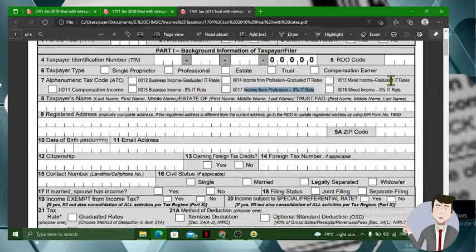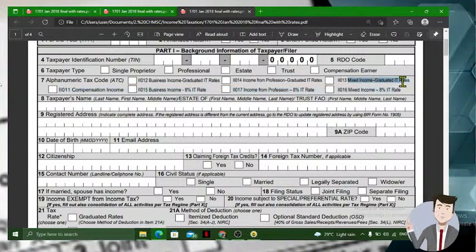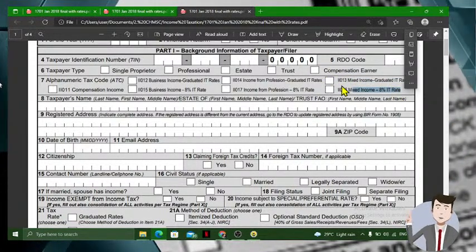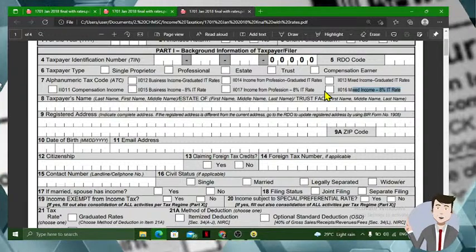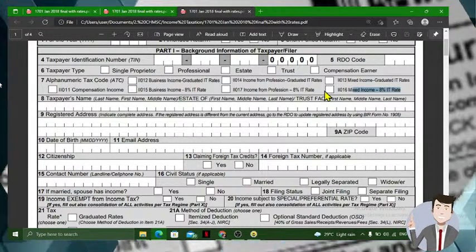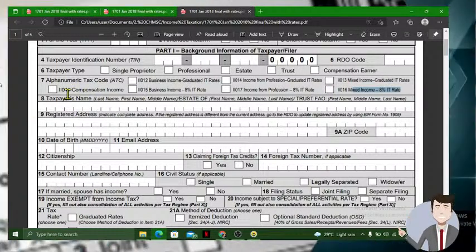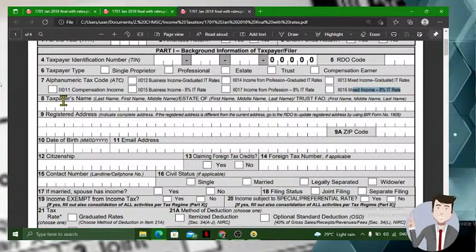For mixed income earner graduated, okay, mixed income earner graduated, that's 13. Mixed income earner subject to 8% income tax rate. So you have to indicate on which ATC you belong based on your earnings, based on your income. Okay, number 8, this is very important, the name of the taxpayer.